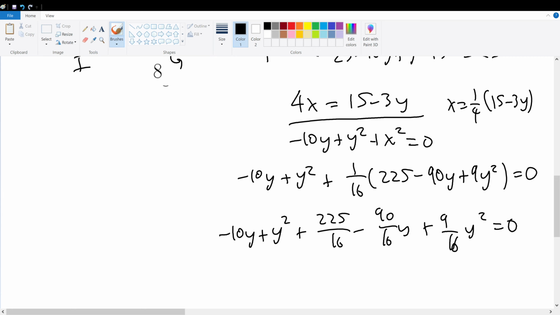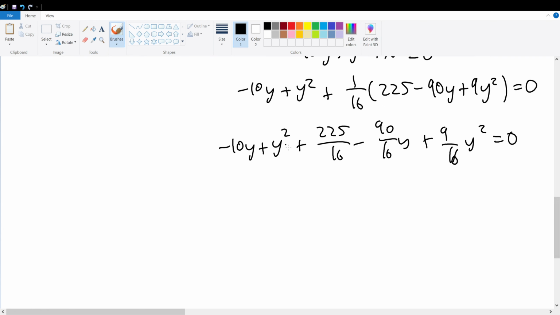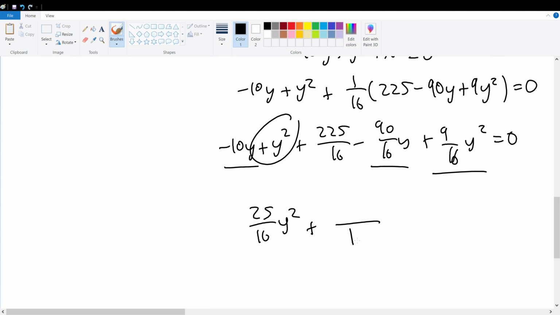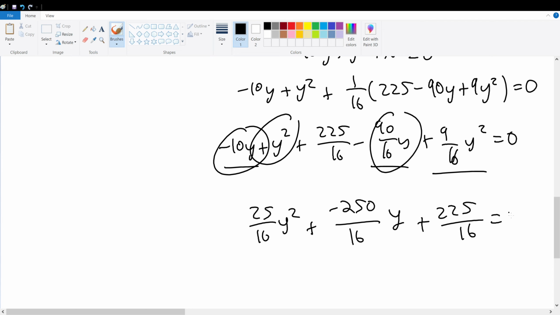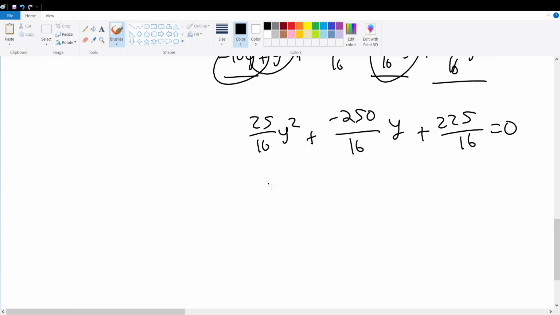Now, let's combine like terms. Y squared and this term right here gives 25 over 16 y squared plus, well, negative 10y and this can be combined to get 16 in the denominator and negative 250y, right? So we have this term and we have y, and y completed. So plus 225 over 16 should give 0. Multiply 16 on both sides, then we get rid of the denominators, and then we divide by 25 on everything. So y squared minus 10y plus 9 should give 0.